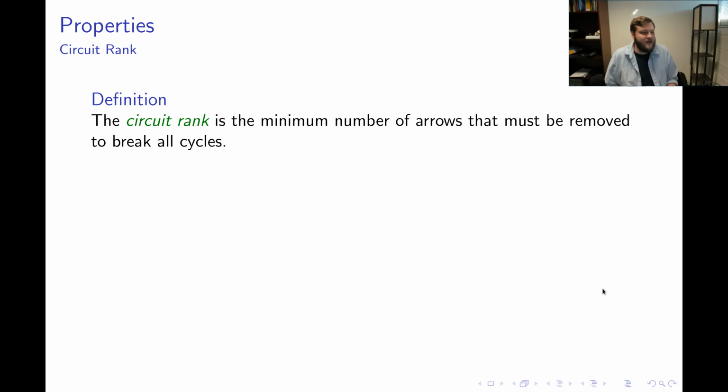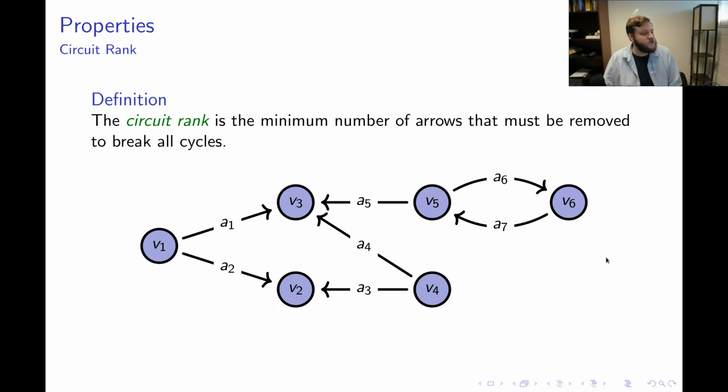Another interesting property of directed graphs is the notion of circuit rank. This is probably the most sophisticated property we'll describe today. The circuit rank of a directed graph is the minimum number of arrows that must be removed if your goal was to break all of the cycles. So let's take a look at our running example here. Again, I have my directed graph on 6 nodes and 7 arrows.